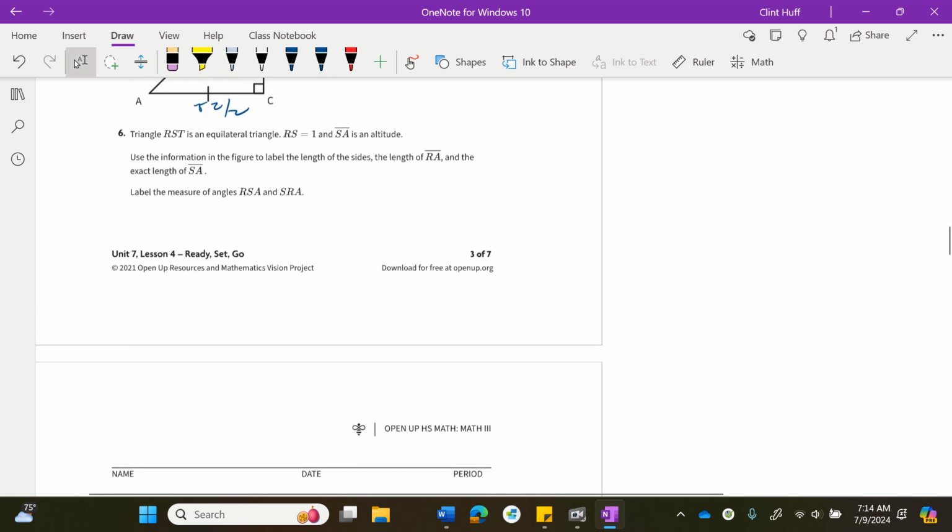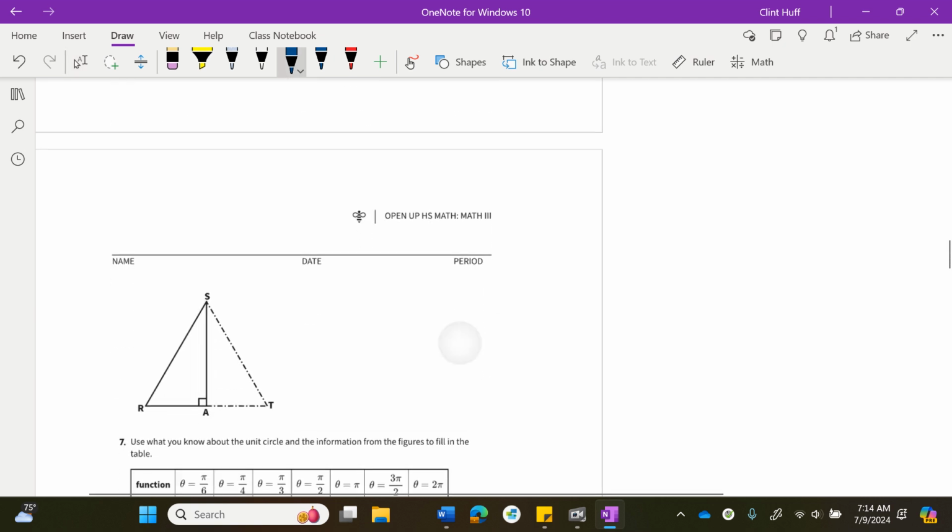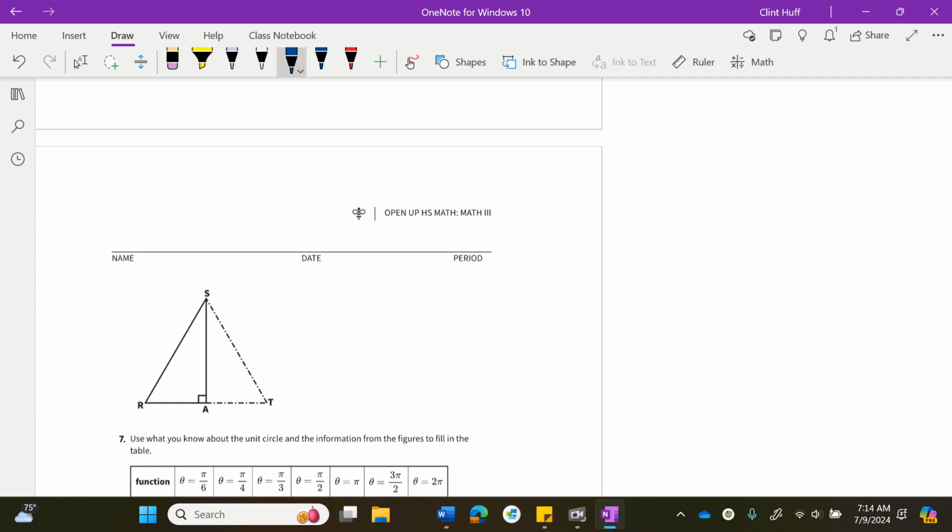The next one says that we have an equilateral triangle and RS is 1. So equilateral triangle is RST. And this side right here, RS is 1. And a 30, 60, 90, the short leg, which in this case is RA, is half the hypotenuse. This is our 30-degree angle. This is our 60. And the ratio between the short and long legs is root 3 to 1. We're going from short, RA, to long, SA. I'm going to multiply by root 3, which is root 3 over 2.